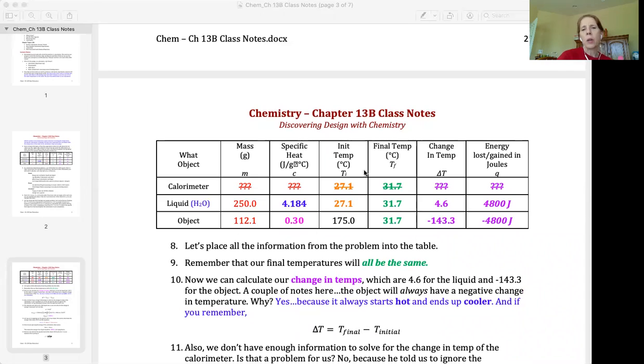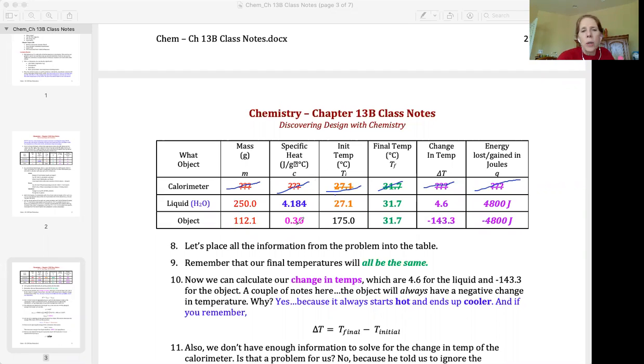Okay, so they're telling us that we can ignore the calorimeter. So what does that mean? It means this whole top row. We don't care about any of the data in that. Now, sometimes they're going to ask you just to find information about the calorimeter. But for this one, all this, we don't care. None of it. We're going to assume that there was no impact of having the calorimeter there at all, okay?